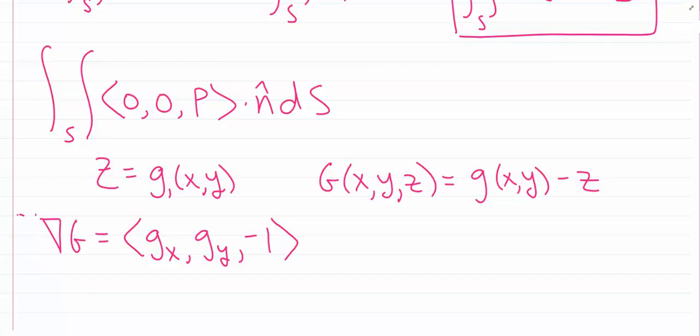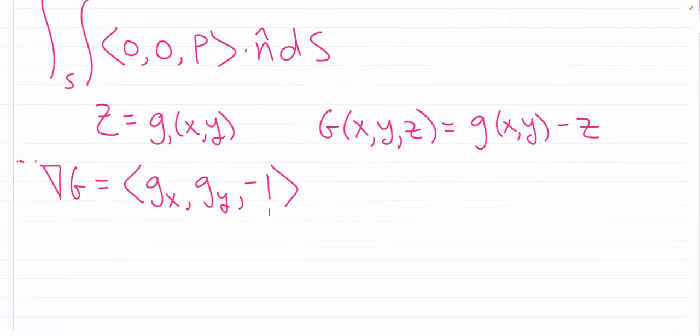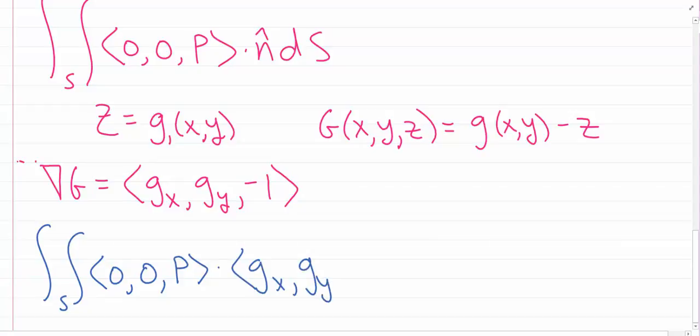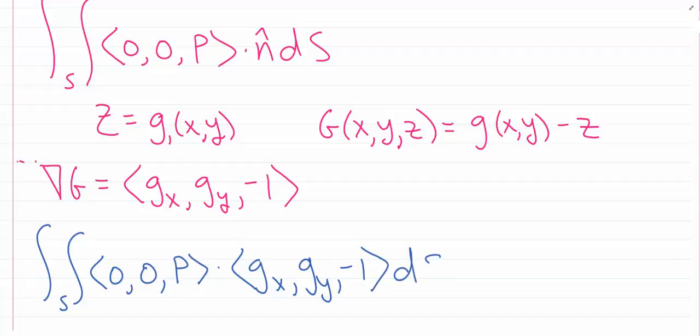Now, with that in mind, I'm going to rewrite this integral, this little part here that we have. So what I have now is 0, 0, P, dotted with this thing. And actually, let me go ahead and make some changes here. Let me call this dA, over this region here.